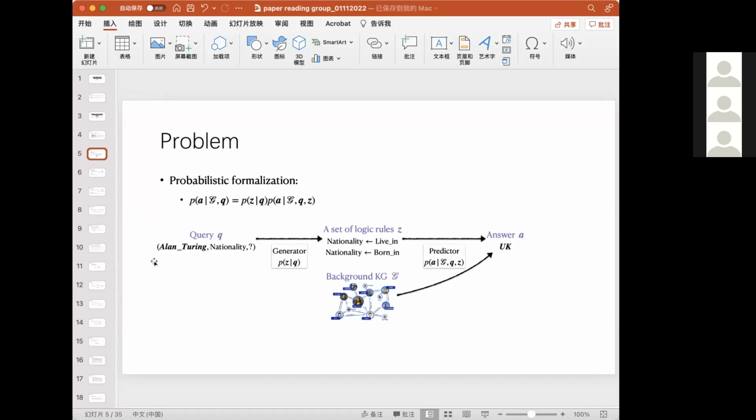In order to achieve this goal, we would like to first learn a rule generator, and this rule generator will generate a set of logical rules. Then, by plugging the learned rules into the background knowledge graph, we train a predictor to predict the answer to the target query. That is the basic pipeline of rule learning joined with knowledge graph reasoning.